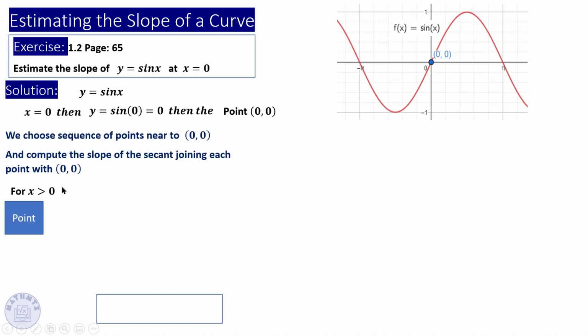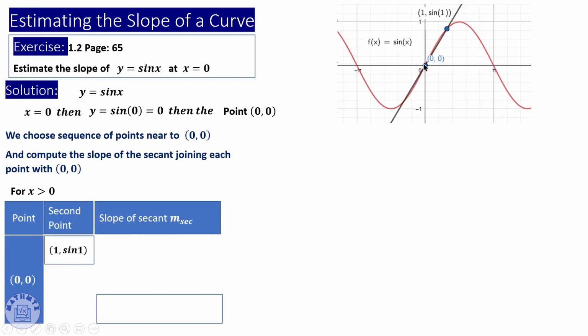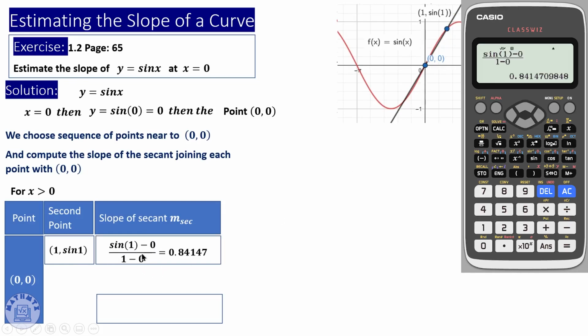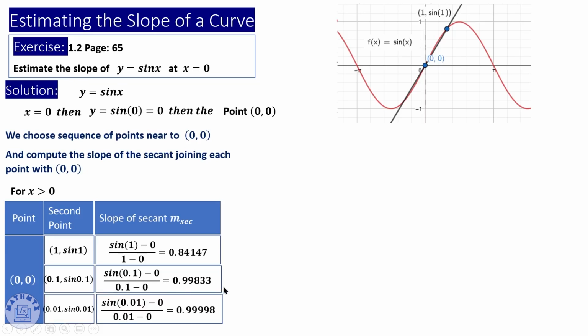All right, so from the right side, we'll pick the point 1 and sine of 1. Now, between 1 and sine of 1 and 0, I need to find the slope. Applying the formula for the slope, this will be the value of the secant line slope. Let's get even closer with 0.1 and sine of 0.1. Applying the formula again, just use your calculator, and you can see we are approaching 1. So the slope from the right side is indicating that the slope at 0 equals 1.